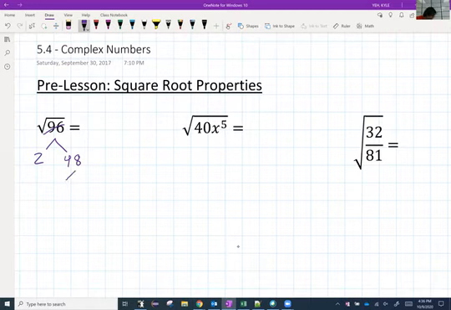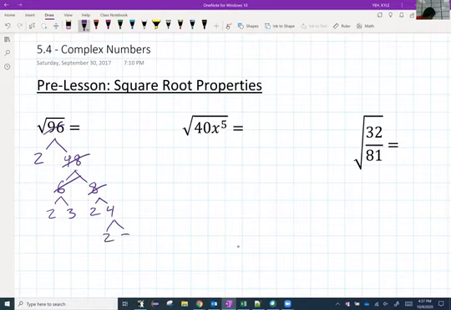I'm going to break 48 into 6 times 8. And now I'm done with 48. And I can break 6 a little bit further. How about 2 and 3? So 6 is done. I can break 8 into 2 and 4. And I can break 4 into 2 and 2. And what I'm left with in this tree is the prime factorization, all the prime factors, 2 times 2 times 3 times 2 times 2 times 2, that will give me 96 at the end of the day.